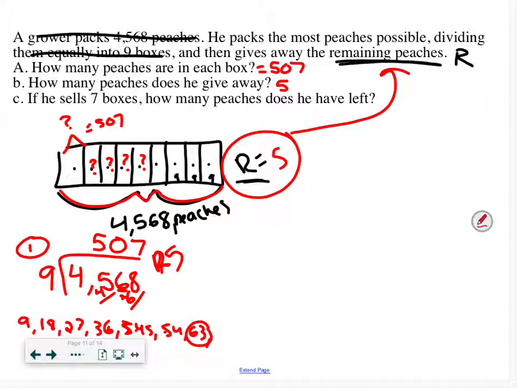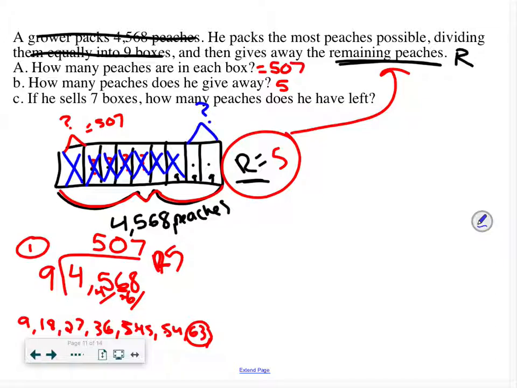All right, now here's the question. If he sells 7 boxes, how many does he have left? Well, if I'm looking, I see all 9 boxes. We sell 7 of them. So 1, 2, 3, 4, 5, 6, 7. They are all sold. The question is, how many does he have left?